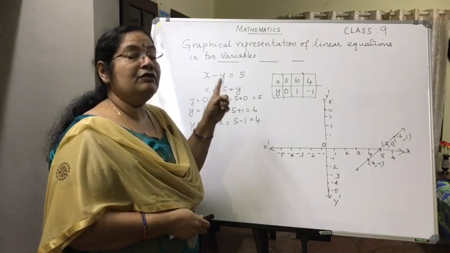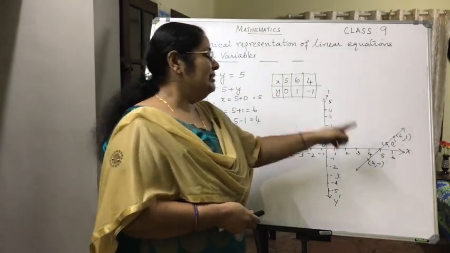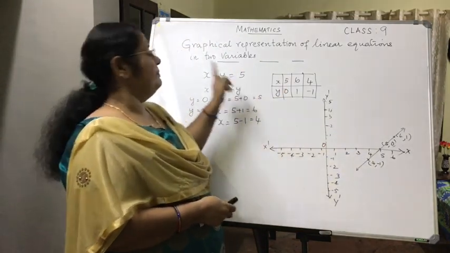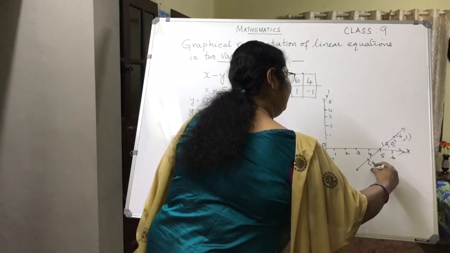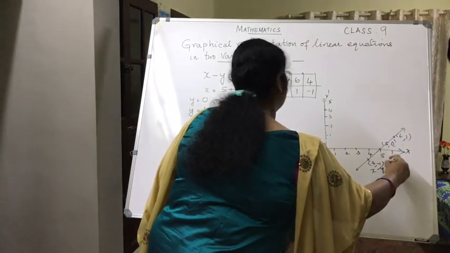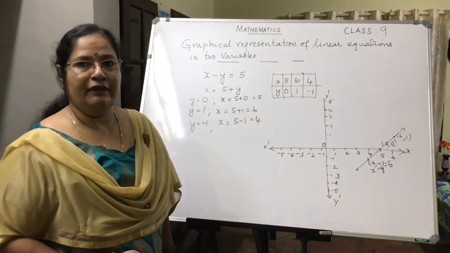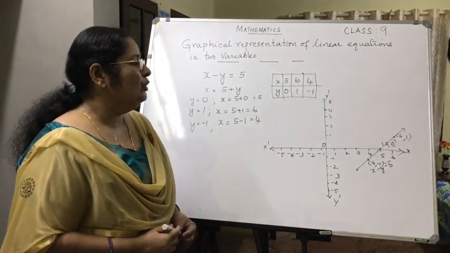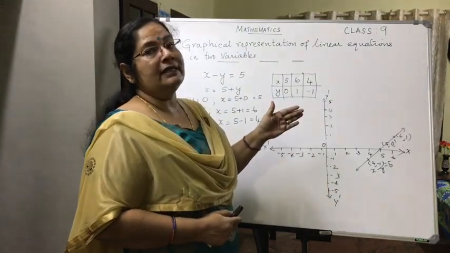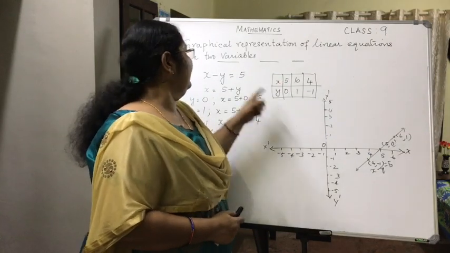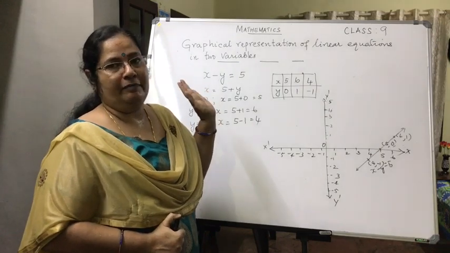So you will have to write the equation on the graph, telling that this is the graph for this particular equation. So along the line you will write, this is the graph for x minus y equals 5. So this is how you plot the points and join the points in such a way that you will get the graph for the given linear equation in two variables.